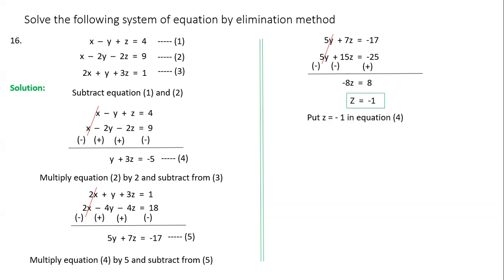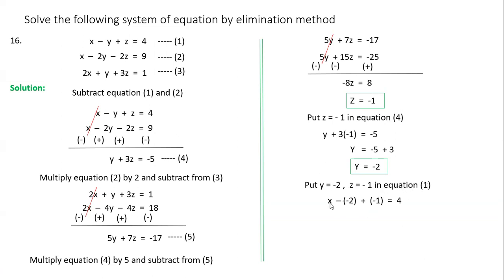Put z is equal to minus 1 in the fourth equation. We'll get y is equal to plus 3 into minus 1 is equal to minus 5. So y is equal to minus 5 plus 3, y is equal to minus 2. Now you got the values of y and z. Put y is equal to minus 2 and z is equal to minus 1 in equation 1.